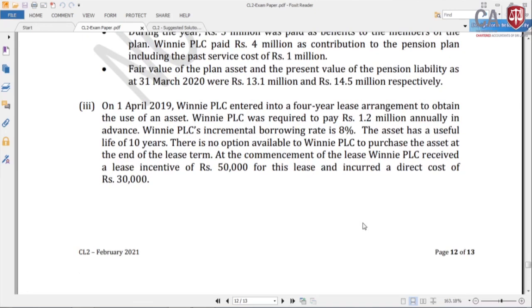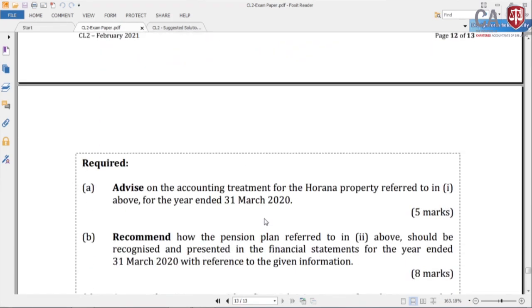Third one, on 1st April 19, Winnie PLC entered into a 4-year lease arrangement to obtain the use of an asset. Winnie PLC was required to pay 1.2 million rupees annually in advance. Winnie PLC's incremental borrowing rate is 8%. The asset has a useful life of 10 years. There is no option available to Winnie PLC to purchase the asset at the end of the lease term. At the commencement of the lease, Winnie PLC received a lease incentive of 50,000 rupees for this lease and incurred a direct cost of 30,000 rupees.